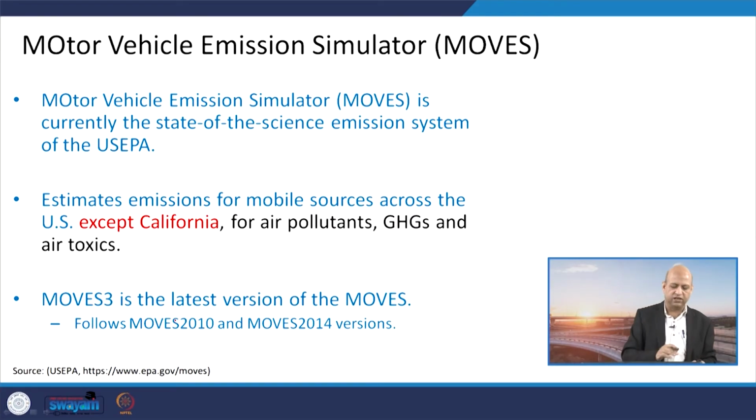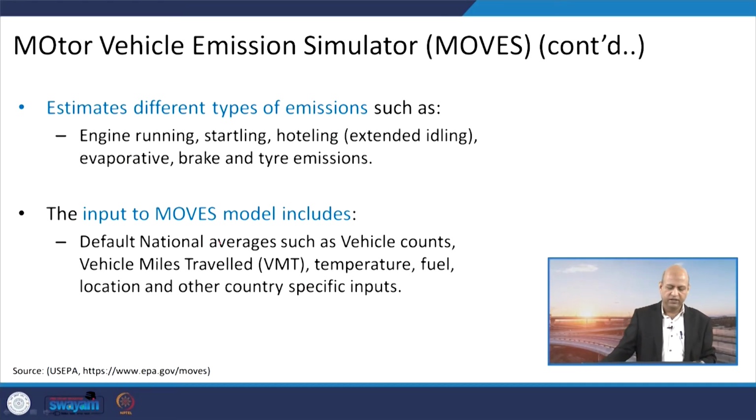Then we talk about the MOVES model, the Motor Vehicle Emission Simulator. This is the model used by several states of the USA except California, and it can estimate pollutants of different nature, greenhouse gases as well as toxic elements emitted from the transportation sector. These include engine running, starting, hoteling, that is extended idling condition, evaporative, brake and tire emissions. It is a very detailed modeling effort which can give you all kinds of pollutant emissions from different activities related to transportation.